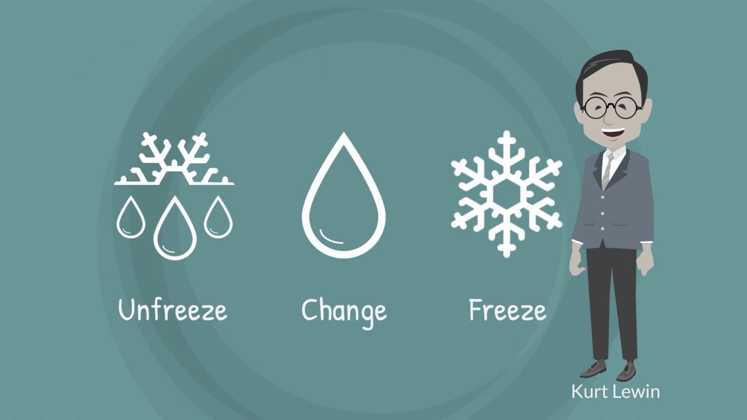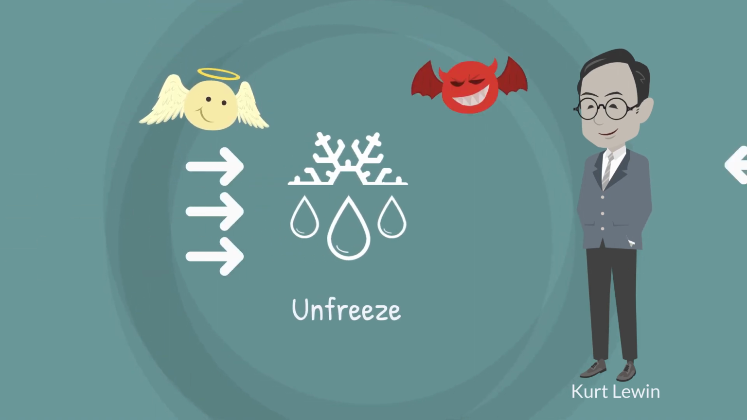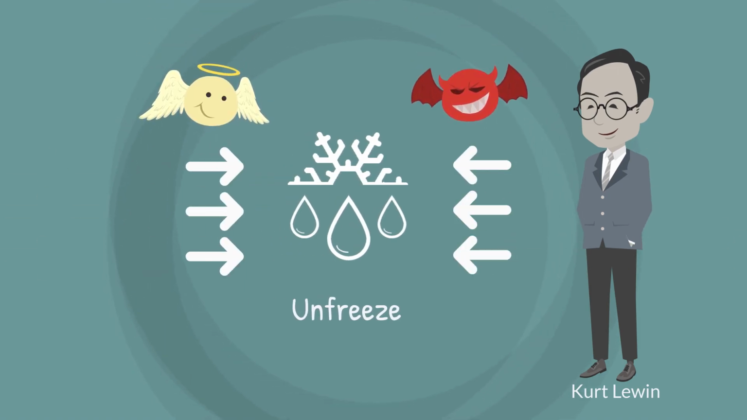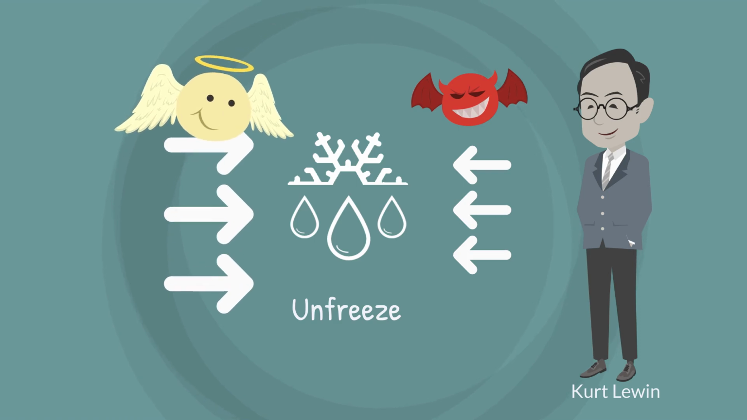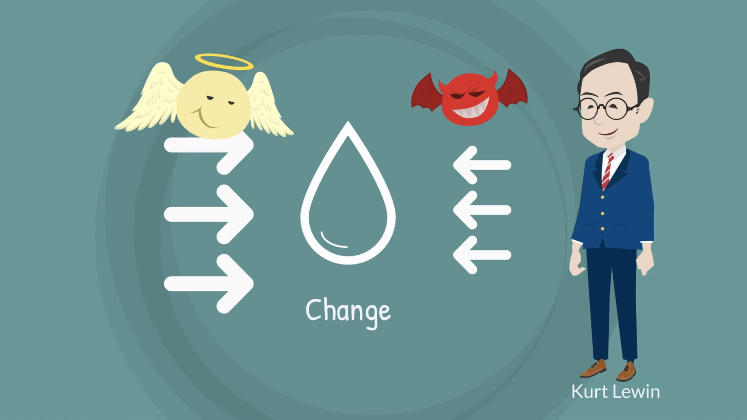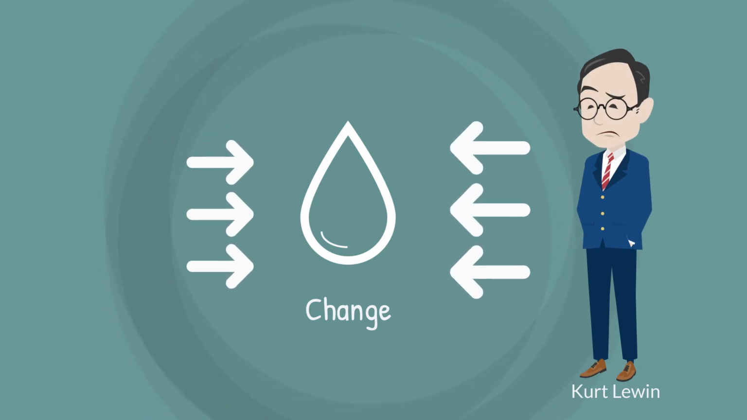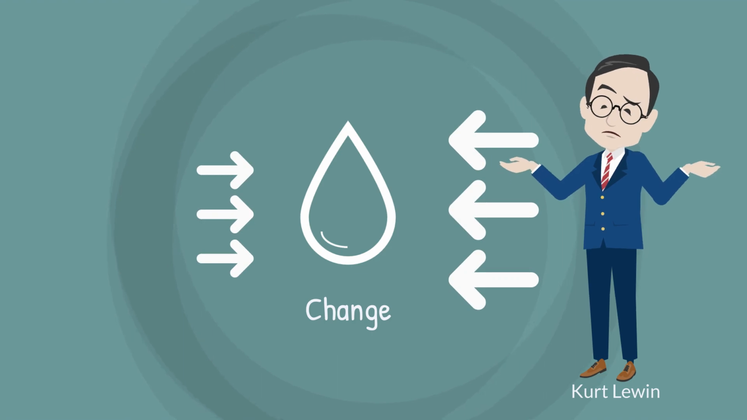Forcefield analysis is used in the first stage of Lewin's change model to assess the factors or forces that will both assist and resist the change. When the driving forces for change are stronger than the headwinds or resisting factors, it's easier to get support for making the change. Motivation is harder to maintain when people feel that the headwinds are too strong.